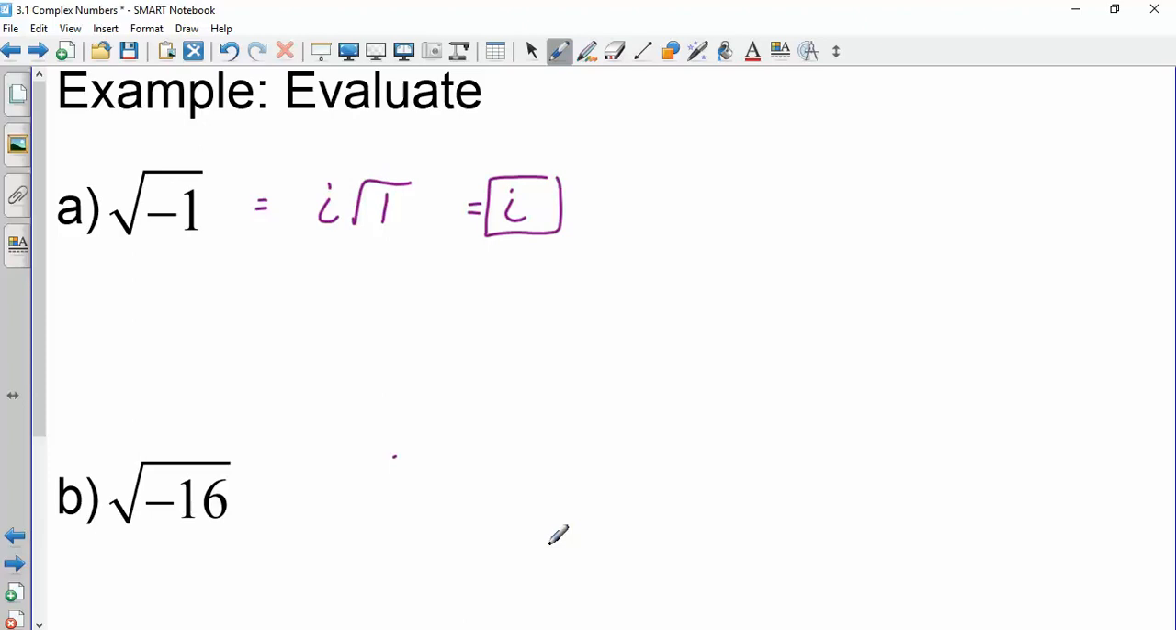If I give you the square root of -16, what would that be? i square root of 16. Take out your i times the square root of 16. The square root of 16 is 4, so i times 4, we would just write 4i.